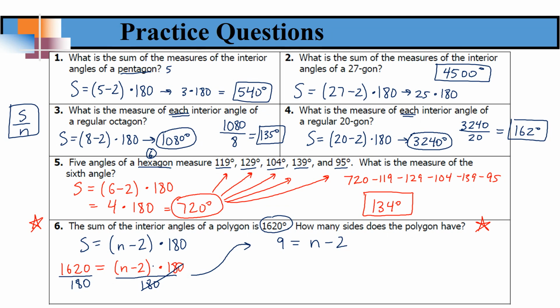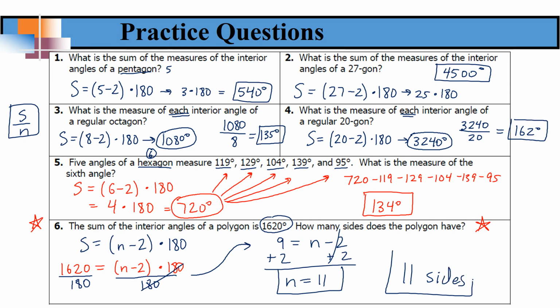Many students pause at this point. They think, oh, I just need to divide by 180 and that's my answer. Except take a look. Have we solved for n yet? No. We have to add 2 to both sides in order to isolate n. n equals 11 in this case, which means this polygon has 11 sides. So be really careful. You're undoing the formula, and there were 2 operations in there. We undo the multiplication of 180 by dividing by 180, and we undo the subtraction of 2 by adding 2. We have to undo both of those operations to get our answer.